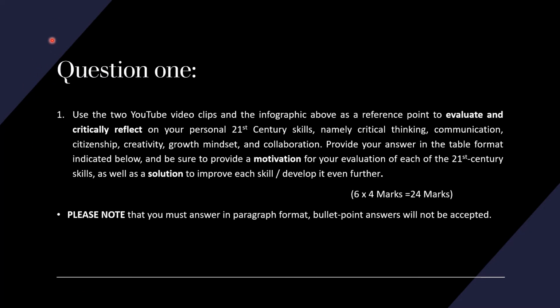So we're first going to look at question 1. Question 1 says, use the two YouTube video clips and the infographic provided as a reference point to evaluate and critically reflect on your personal 21st century skills, namely critical thinking, communication, citizenship, creativity, growth mindset, and collaboration. Provide your answer in the table format indicated below and be sure to provide a motivation for evaluation of each of the 21st century skills, as well as a solution to improve each skill, develop it even further.